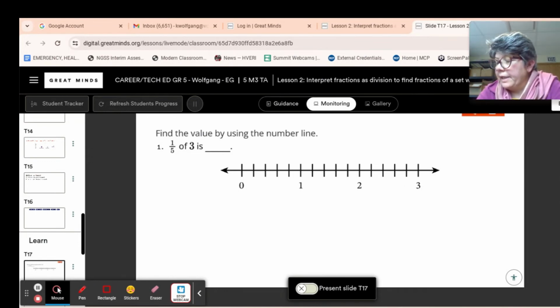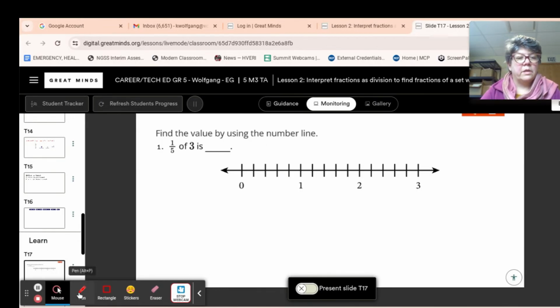Let's see if the number line can help us find 1/5 of 3. We see here that we have each part up to number 1, number 2, number 3. Each one is broken into 5 parts, right? And we know that 1/5 means one part of a whole when the whole is partitioned into 5 equal parts. So let's look at our number line and the intervals between 0 and 1.